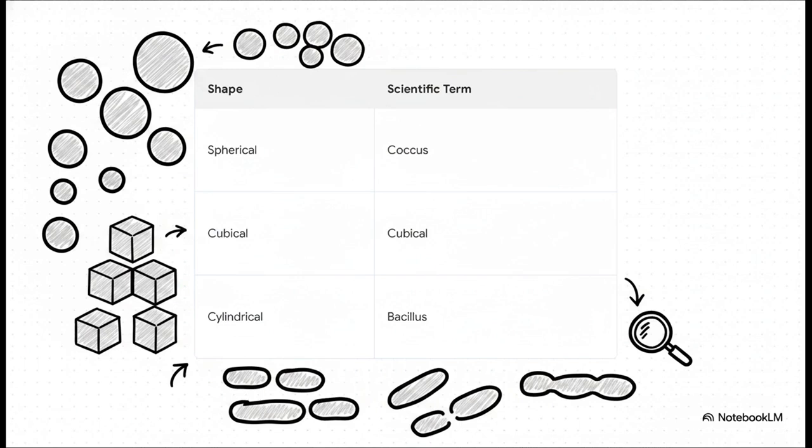And when you actually look through your lenses at this common baseline, you'll generally categorize what you see into some basic geometric shapes. First up, you have your spherical cells, which are scientifically termed coccus. Then you have your cubical shapes. And finally, you have these elongated cylindrical forms known as a rod or bacillus. Recognizing these geometries? That is step 1 in identifying the actual organisms you're going to encounter in clinical samples.